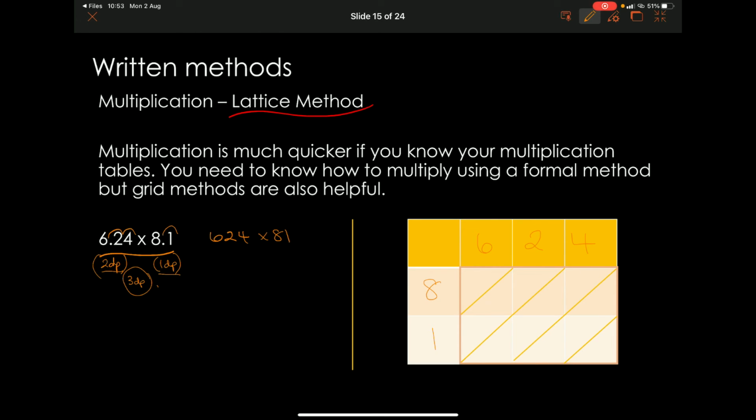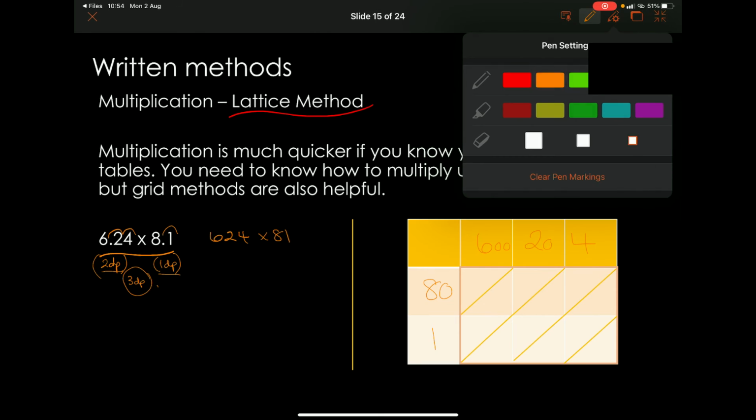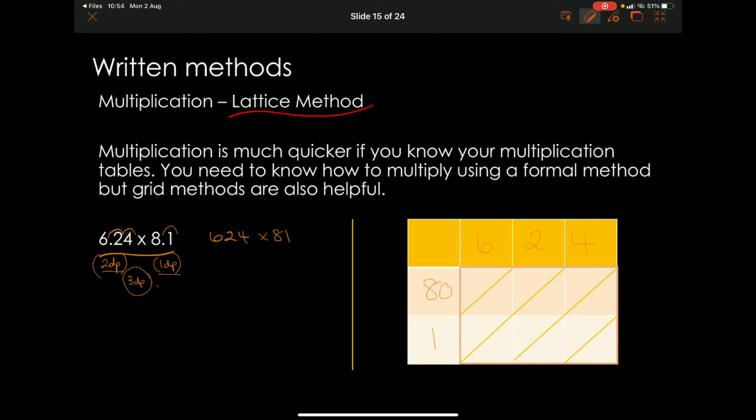So can you see that I've drawn a grid with enough spaces to do a 3-digit number multiplied by a 2-digit number. A little bit similar to the previous grid, except I'm not using zeros. I'm not doing 600 with zeros in it, times 20 and then times 4. And I'm not doing 80 times 1. What I'm doing is I'm just writing out the digits that I need. Okay. So, and then what I've done is I've put in these diagonal lines, 1 through each box. Okay. This is a good method when you've got really large numbers.